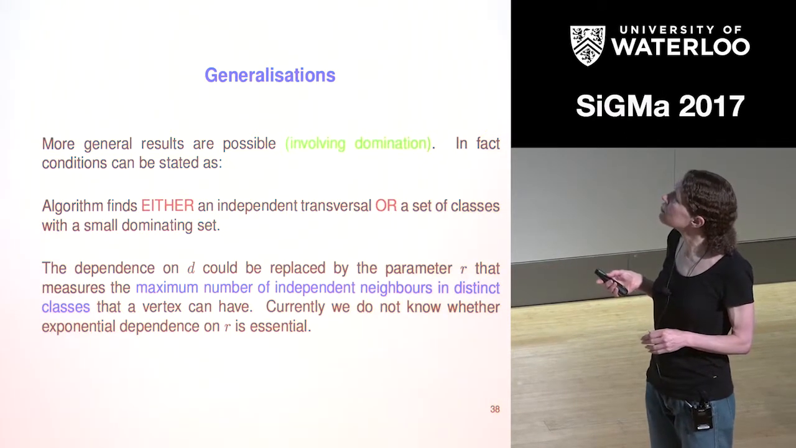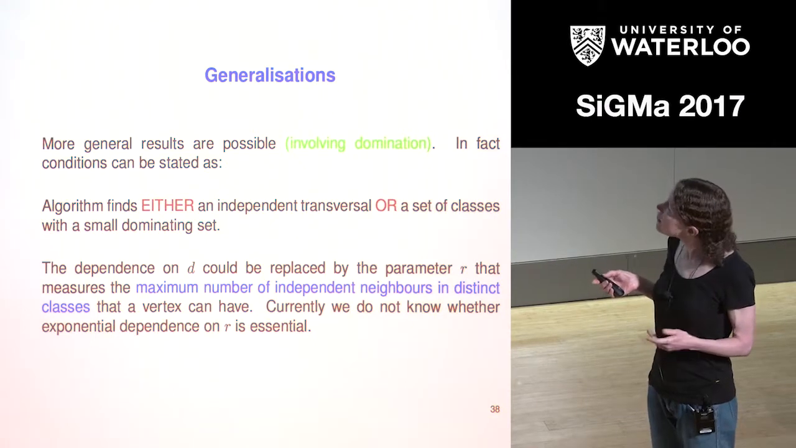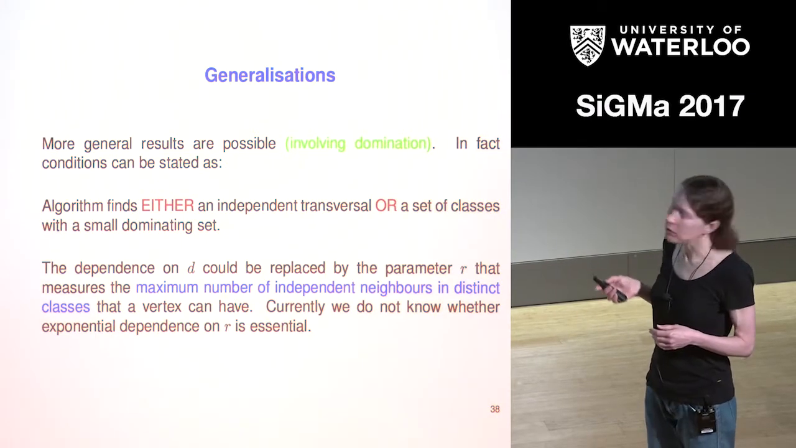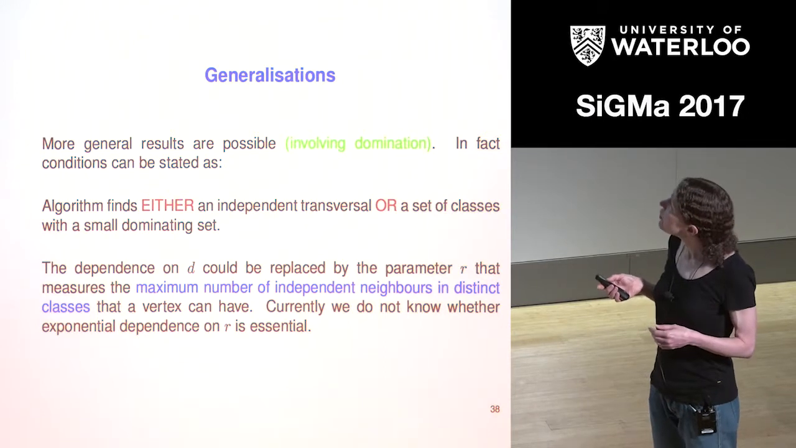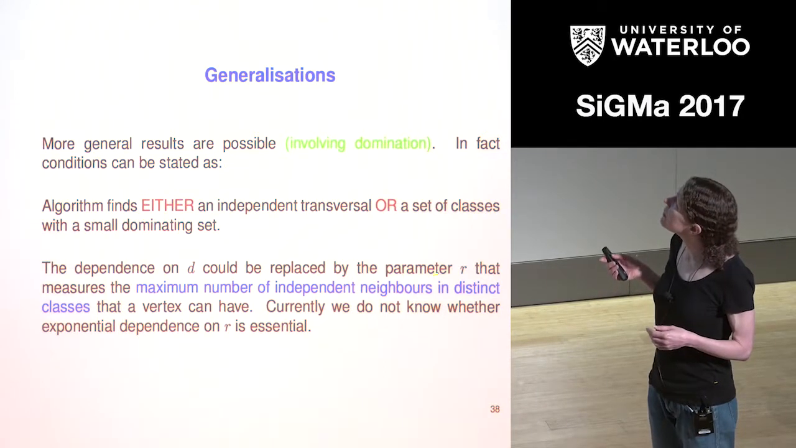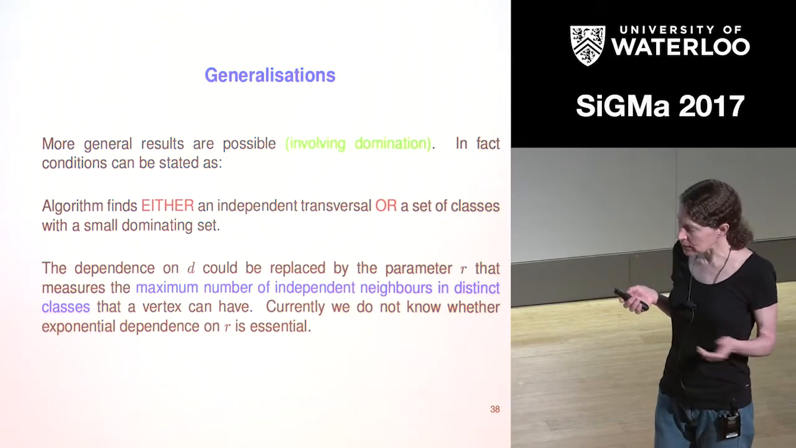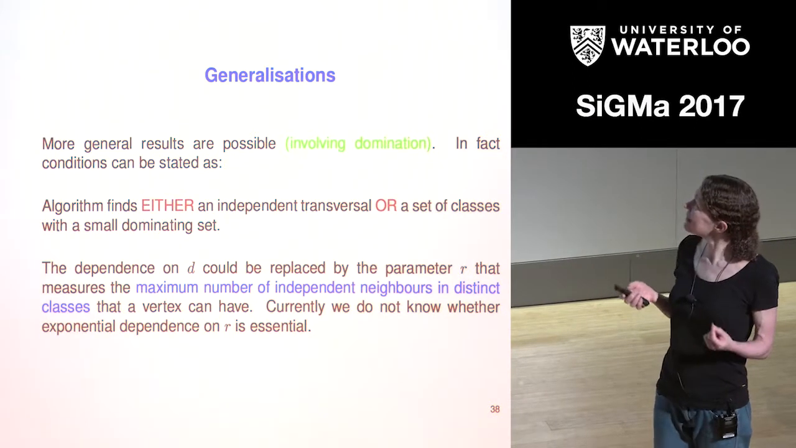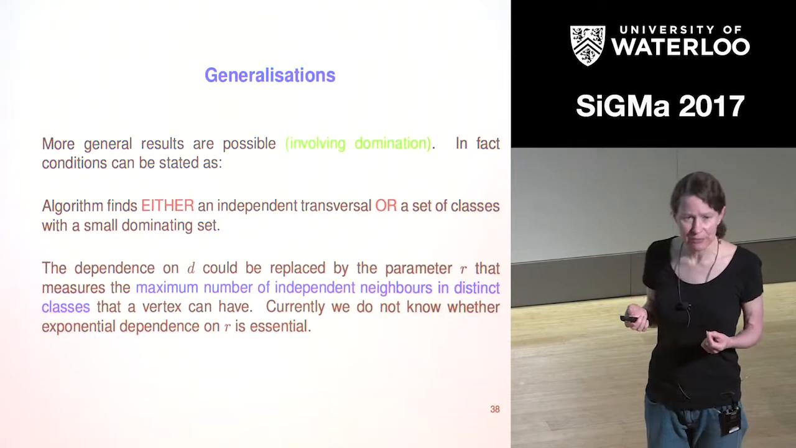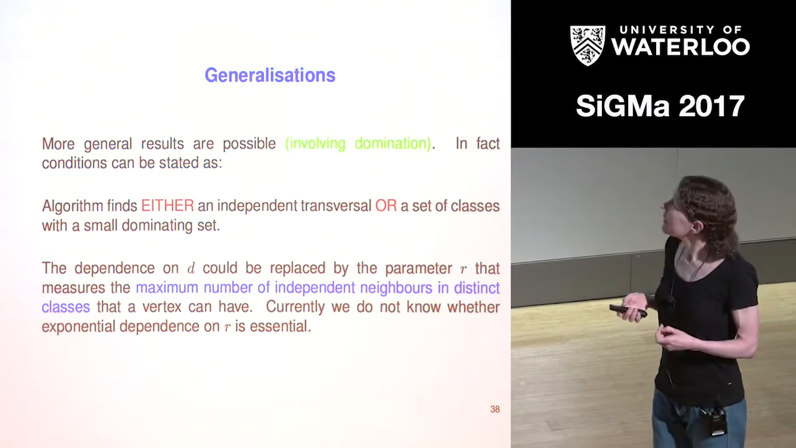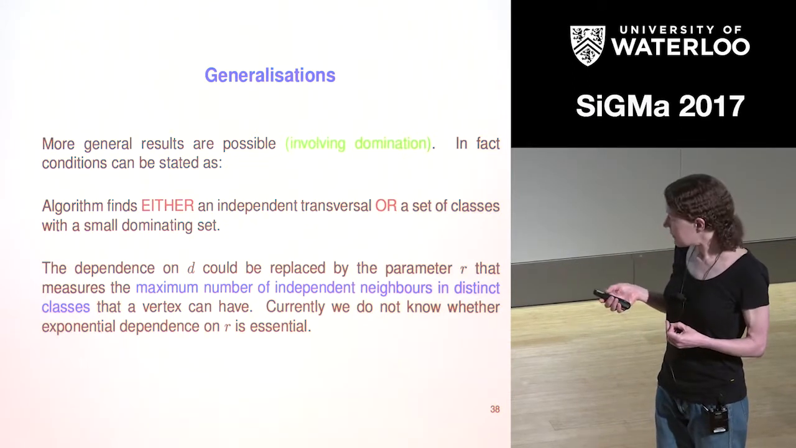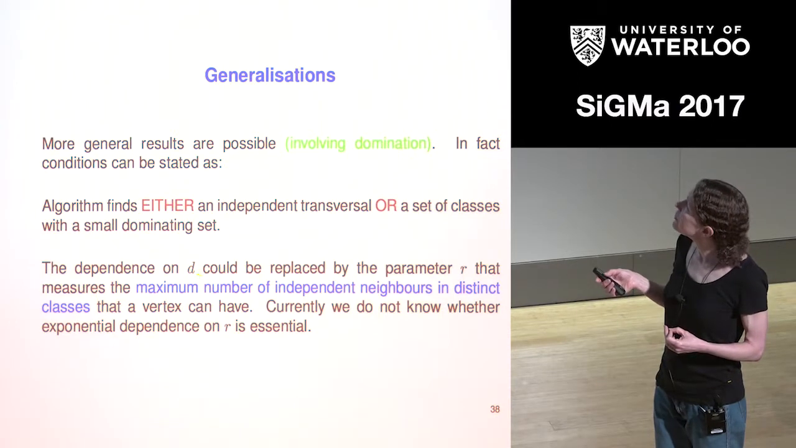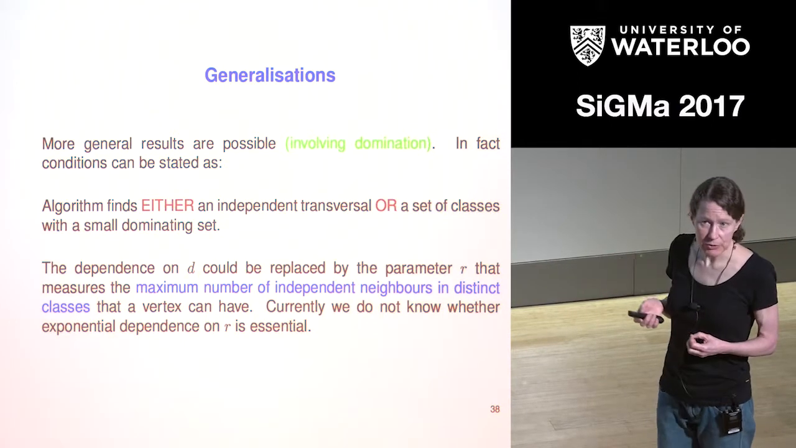Dependence on D, I just talked here, I didn't tell you any other parameters, but if you refine this idea by introducing some different parameters, actually that exponent of M, which I wrote as order log D squared, could really be replaced by something else which measures not just the maximum degree, but something much more restrictive, the maximum number of independent neighbors in distinct classes that a vertex can have. So you really have this dependence not really on D, but rather on this R parameter.